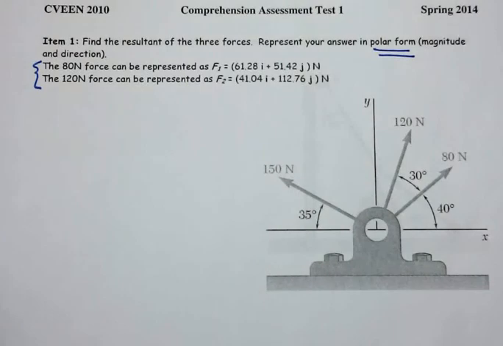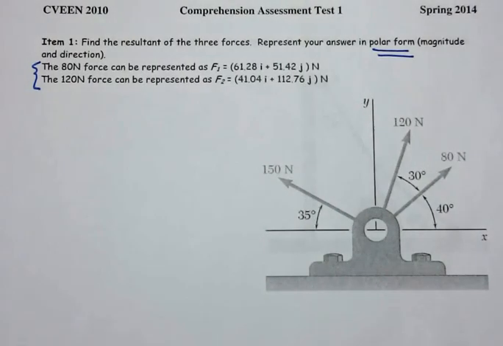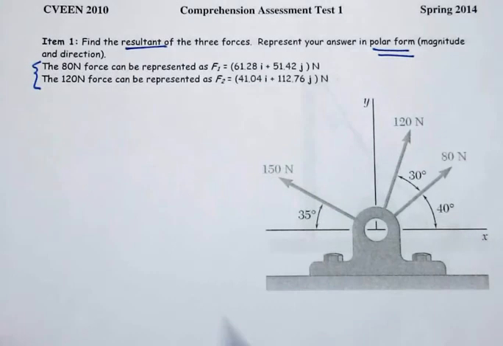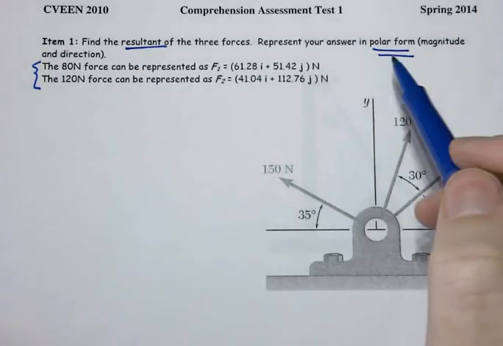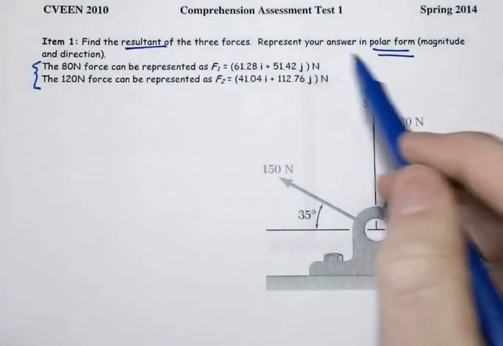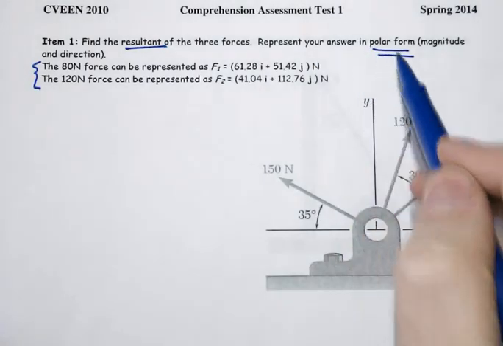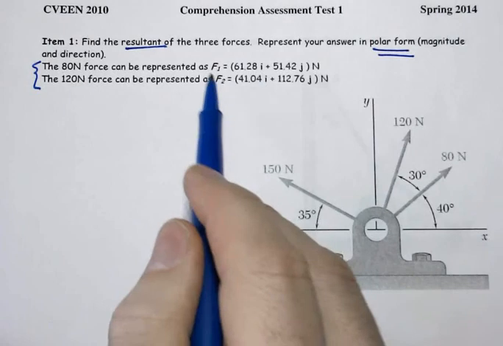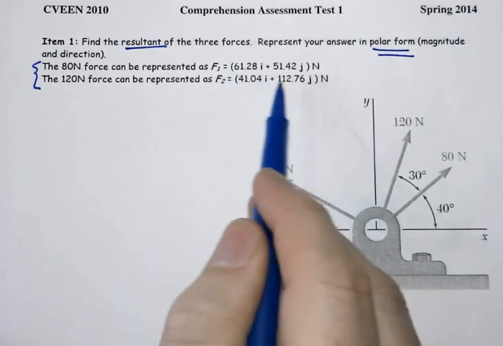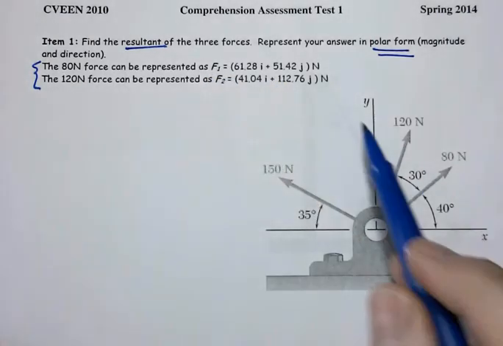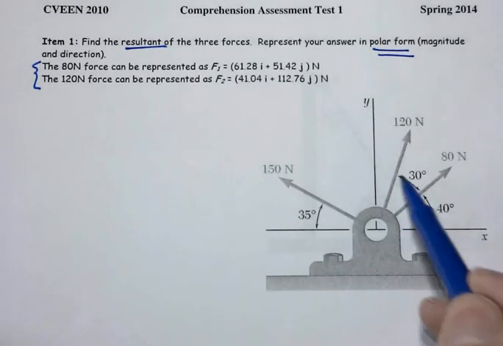In item 1 on the first exam of the spring 2014 course, note that we are asked to find the resultant of three given forces, but not just any resultant, rather the resultant in the polar form. We're given two of the forces, F1 and F2, already in their x and y component, or their vector component form. That's these two forces to the right.